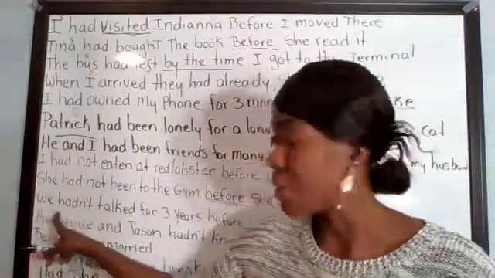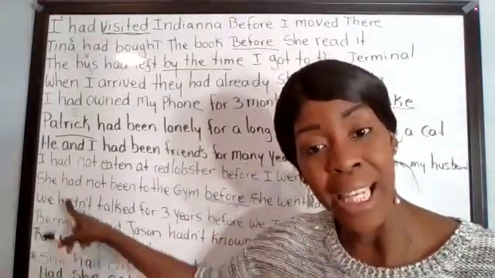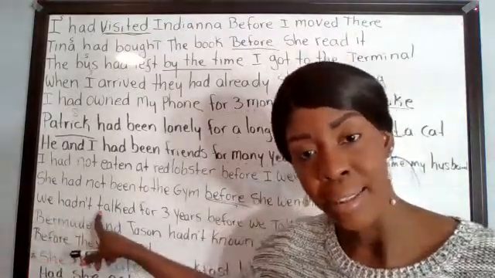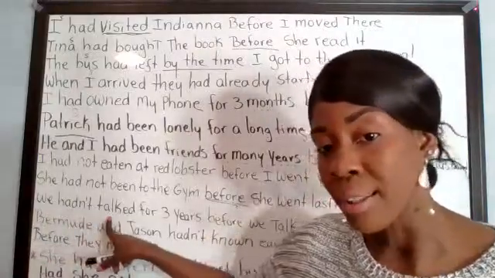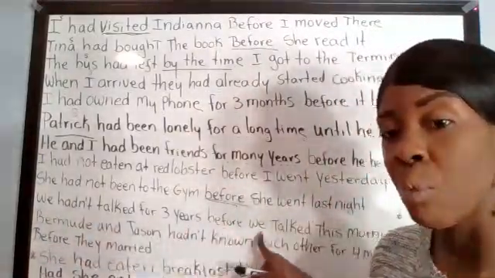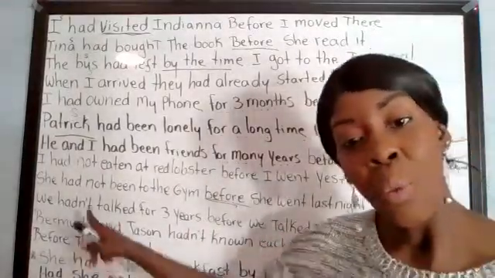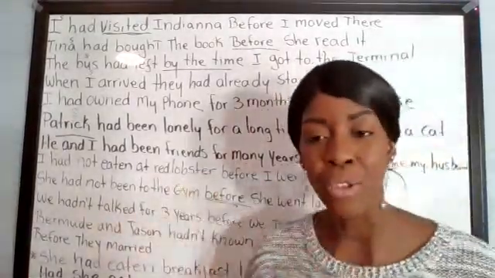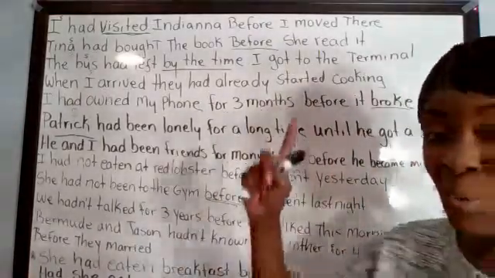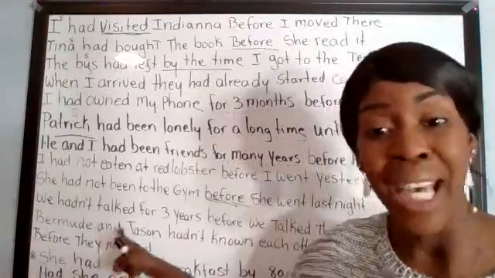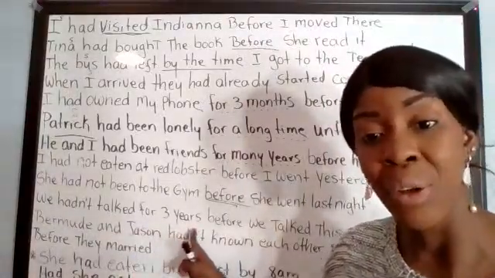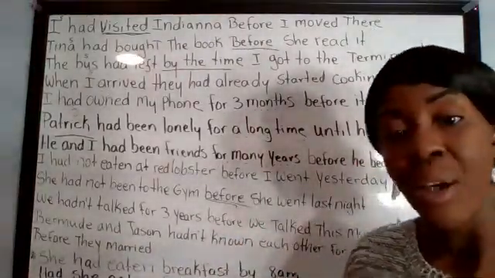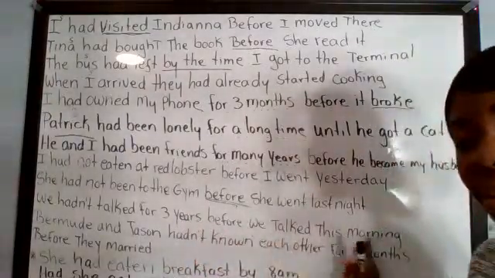Next one. Now, this is the contraction form. This one and that one is the same thing. This is hadn't. We hadn't talked for 3 years before we talked this morning. We talked this morning. That's one. The second action, we hadn't talked for 3 years.